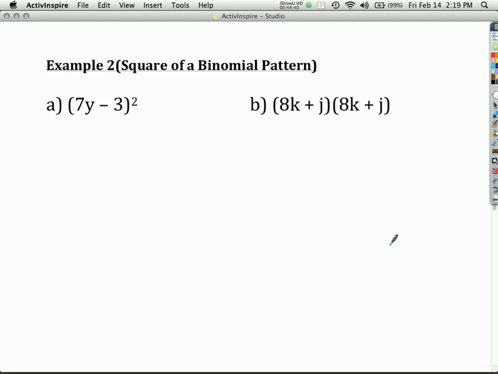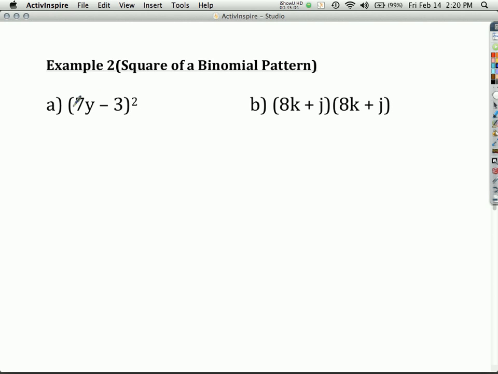So the first pattern was called the sum and difference pattern. This one's called the square of a binomial, which makes perfect sense because there's a binomial and it's squared. This is the case where instead of the middle terms canceling each other out, the middle terms are identical, and so you end up doubling the middle term. So here's how it goes.